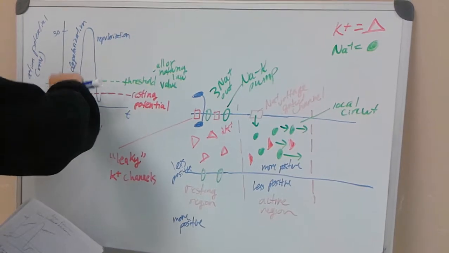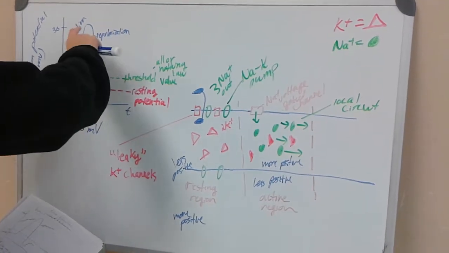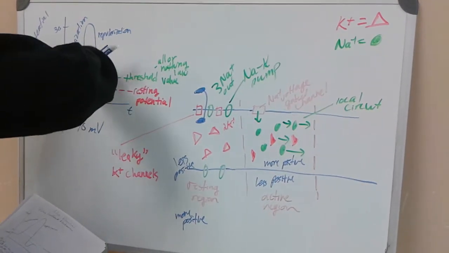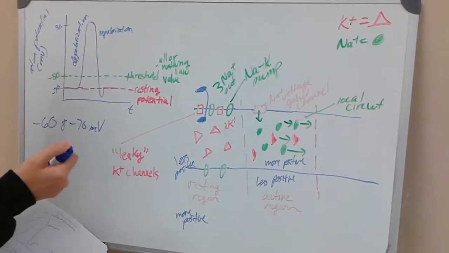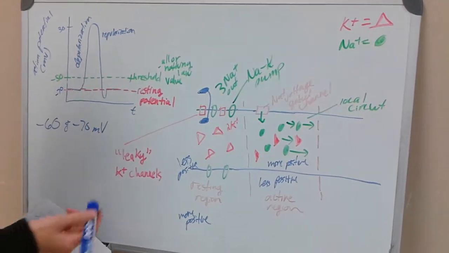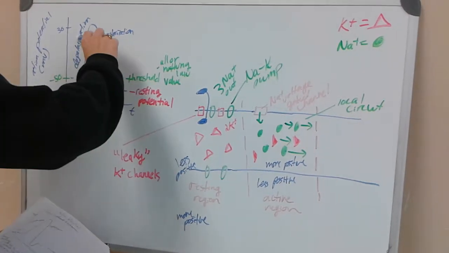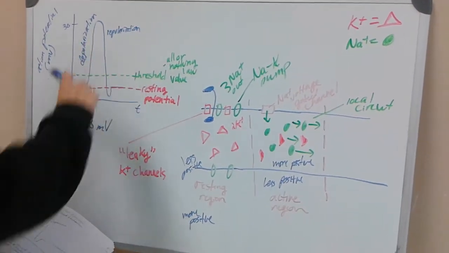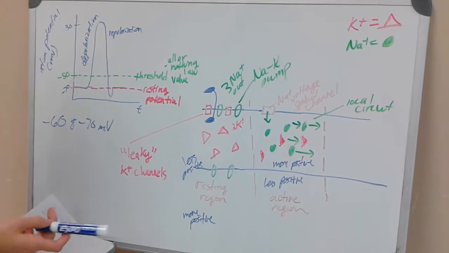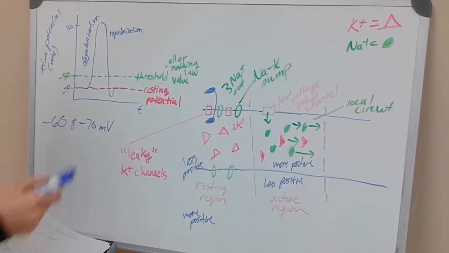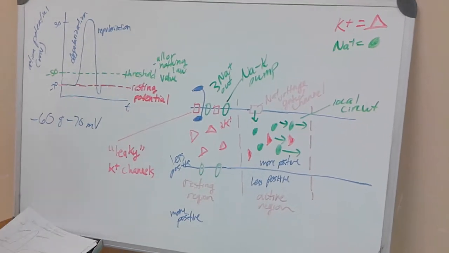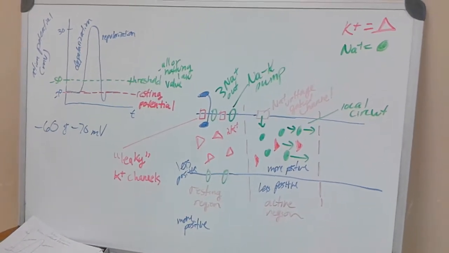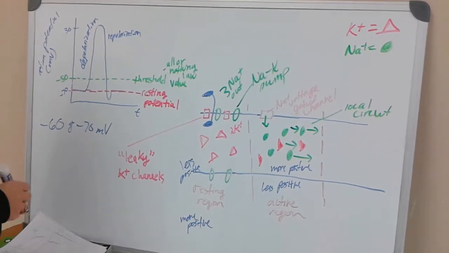Right above the threshold value, what's occurring is depolarization, meaning the inside of the cell membrane is less negative than before relative to the outside. All the voltage-gated sodium channels are opening up, allowing an influx of sodium ions into the axon of the neuron.